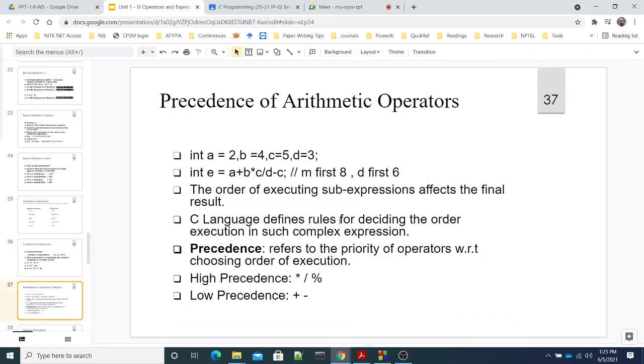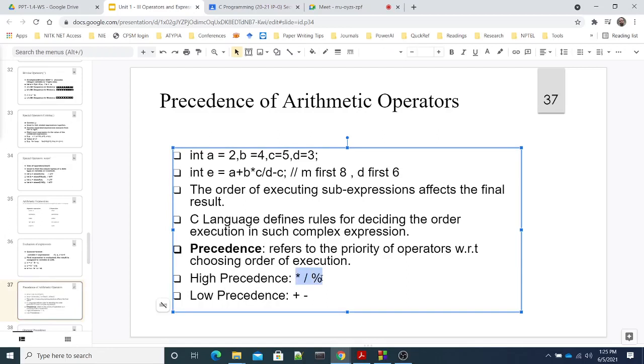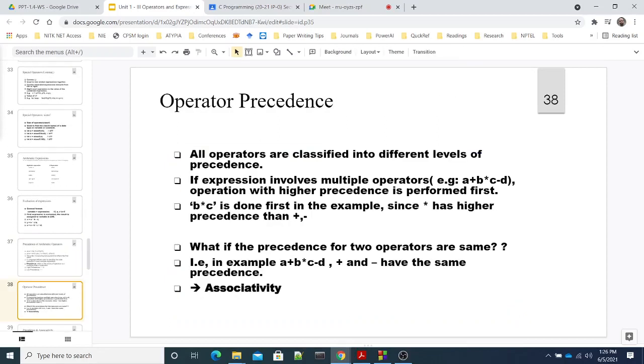So the C language defines rules for deciding the order of execution in such complex expressions. Precedence refers to the priority of operators with respect to choosing the order of execution. Multiplication, division and modulus operators have higher precedence than addition and subtraction. But among these three, they have the same precedence, and among these two, addition and subtraction, they also have the same precedence. So if it is the same, we will apply the rule of associativity.